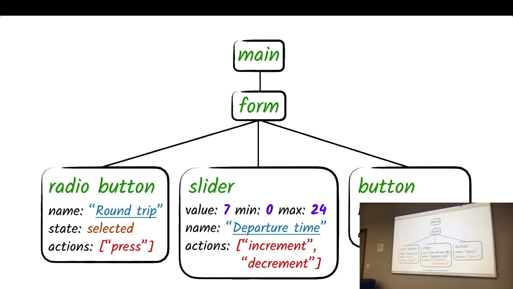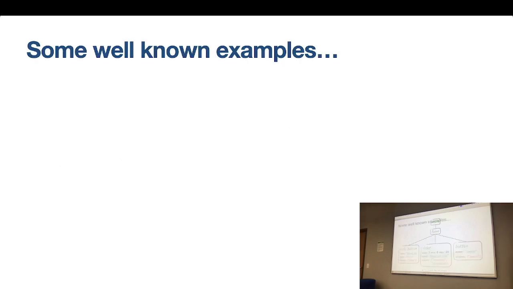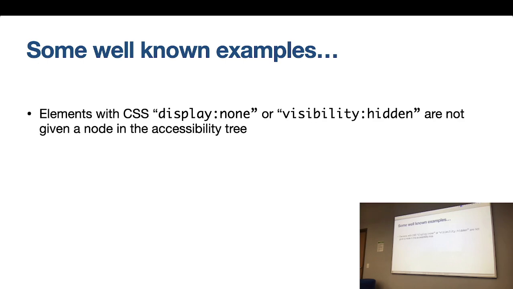So if you've been in the accessibility community for a while, you probably already know some examples of how CSS affects accessibility. One easy example is if you hide elements with CSS display none or visibility hidden, right? The idea is that if something is hidden from sighted users, then probably screen reader users shouldn't be able to interact with it as well, right? It would probably be a nightmare if you could interact with everything hidden on the screen, right?